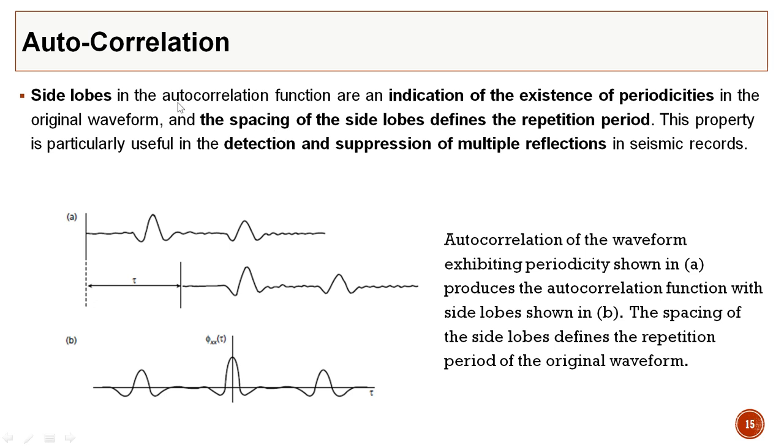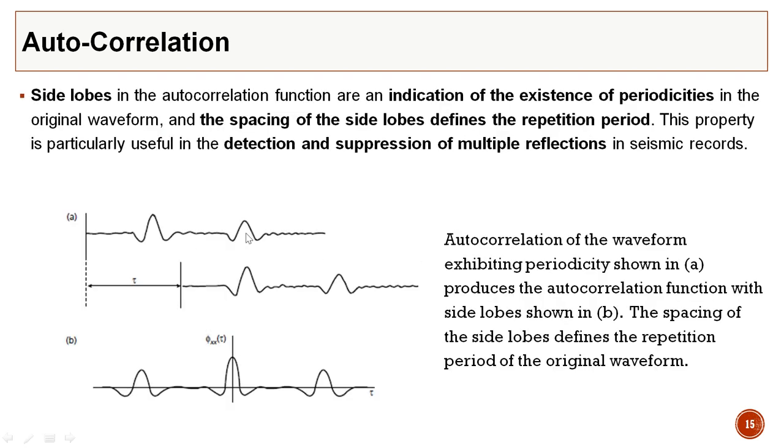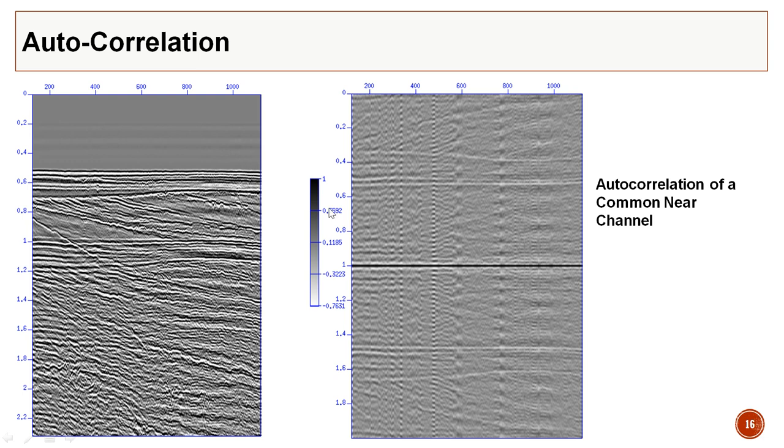Like I said, the side lobes in the autocorrelation function are an indication of the existence of periodicities, as we have seen in the previous example. The spacing of these side lobes defines the repetition period. Like in the previous example, this 100 milliseconds is the repetition of the bubble energy in your wavelet. So it peaks at zero lag, and then you have other smaller peaks. These are either multiples, bubble energy, or any other features in your data which are repeating.